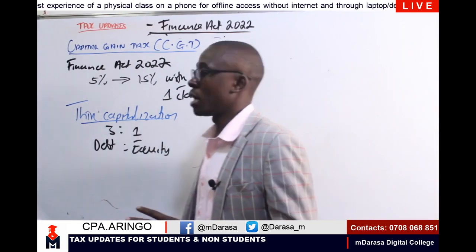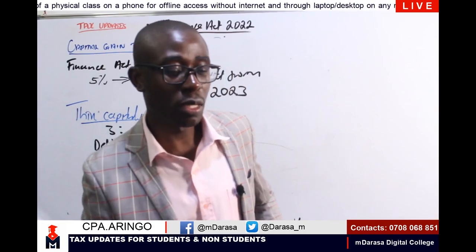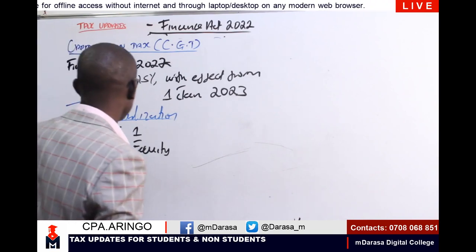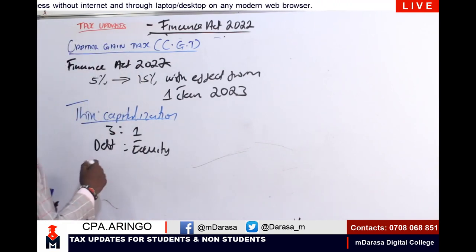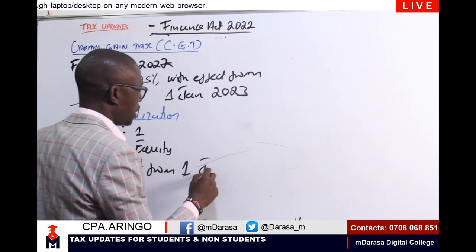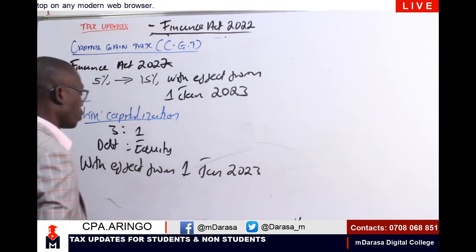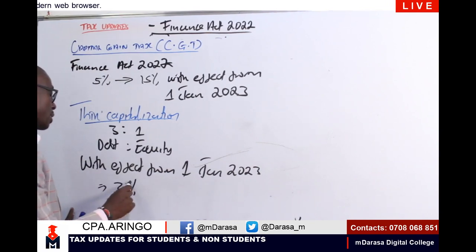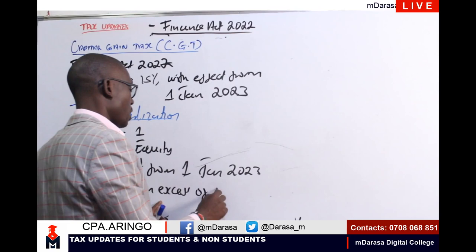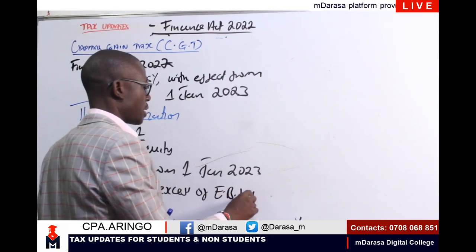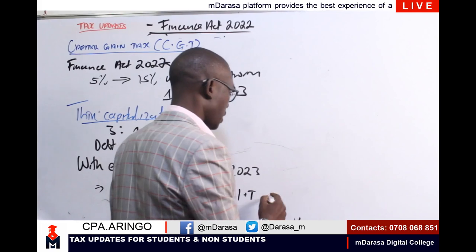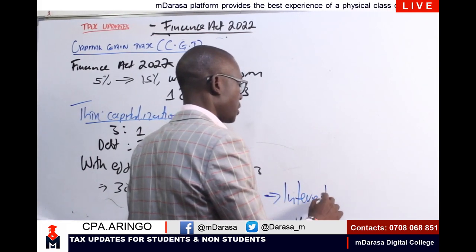So majority of the companies, ideally, used to use this concept, basically, to reduce their tax obligation. But with the changes which were done in Finance Act 2022, with effect from 1st January 2023, at any given point, whenever you're having a company that has 30% in excess, we're talking of interest, right? So 30% in excess of earnings before interest and tax, therefore the 30% will be taken as non-allowable expense. And this is what we are referring to as what? Interest restriction.